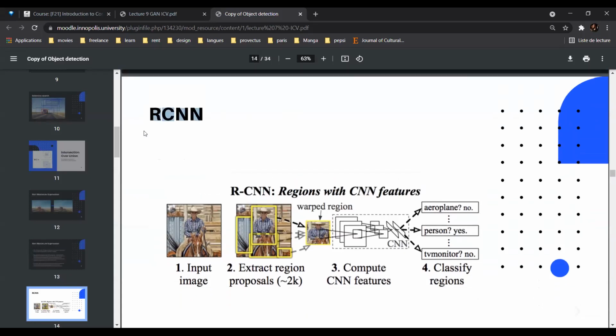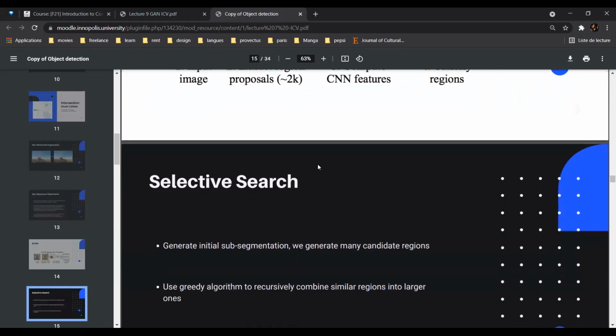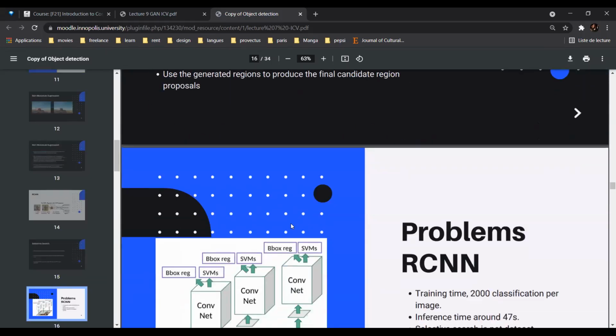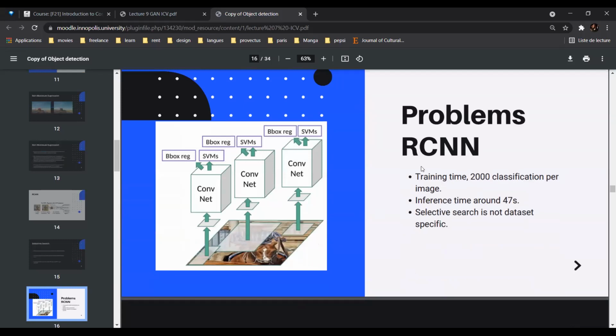We saw that the first model proposed for object detection in our lecture is called RCNN, or region-based convolutional neural networks. Simply, they use the selective search algorithm, and then they forward every single one of these regions into the CNN for classification. We saw that this is a very slow training process and a very, very slow inference process, and that selective search is not dataset specific, which leads to lower performance.